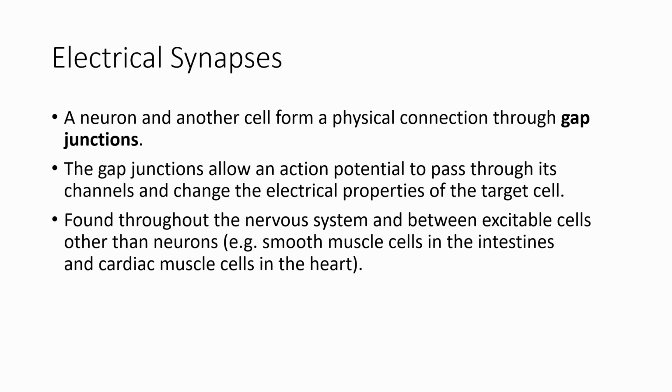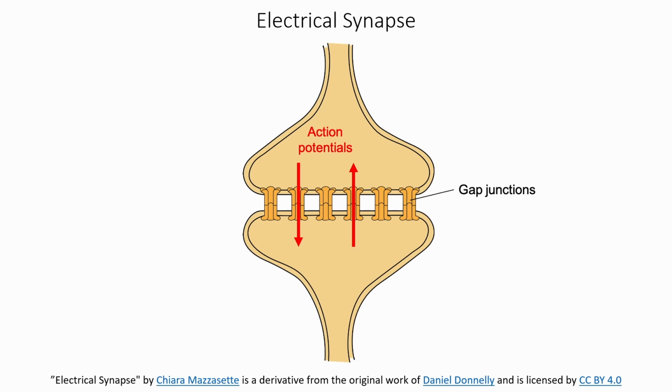We see these all over the place. We see them between excitable cells other than neurons, like smooth muscle cells in the intestine, the cardiac muscle cells in the heart. They'll have these too, but this is a way that we can physically connect, right? So that the electrical signal can just go from one to the next without anything getting in the way. So here's that gap junction, right? They're physically kind of locked into each other with these channels, and the action potentials, that electrochemical gradient can just go right through.